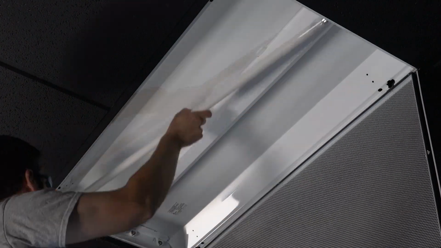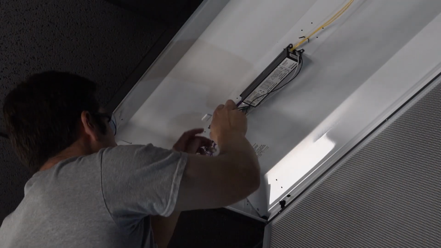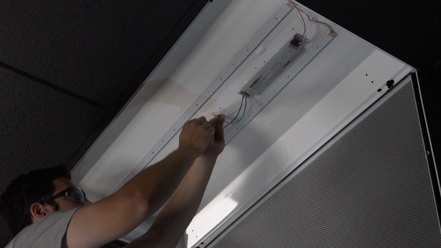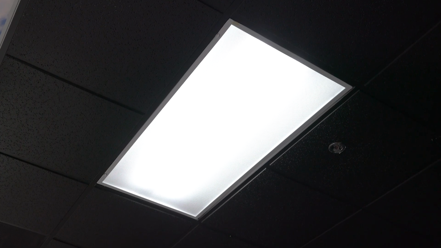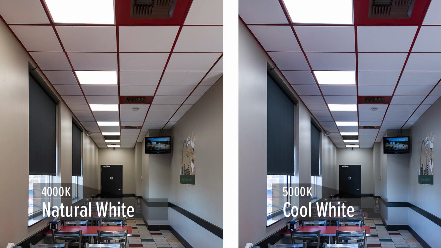Simply remove old T8 tubes, bypass your fixture's ballast, wire in the included driver, and snap into place using built-in magnets to secure the kit to your troffer. These are available in a range of wattages, sizes, and color temperatures, so you can achieve an appealing and uniform look in your commercial space.